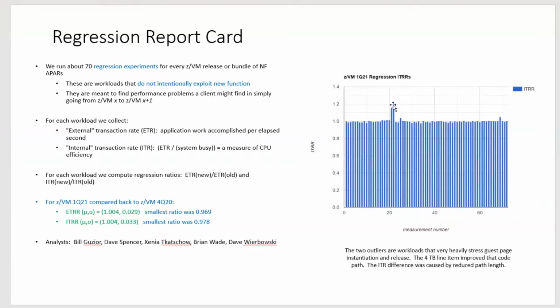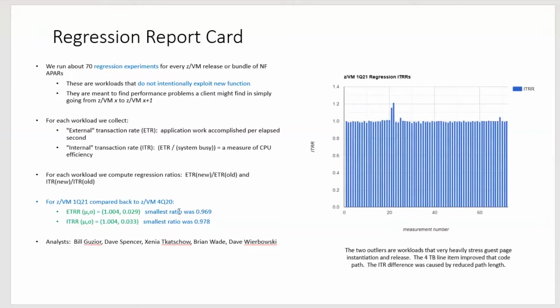Now, you might wonder what is going on right here. We had 2 workloads that experienced a nice ITR jump. I told you that sometimes if we improve a core function, we end up with improvements in these regression workloads. And what happened here is we have 2 workloads that very heavily exercise guest page instantiation and guest page release. The 4 terabyte line item in this SPE stack improved that code path, and because these workloads beat on that particular path, they showed a nice improvement.